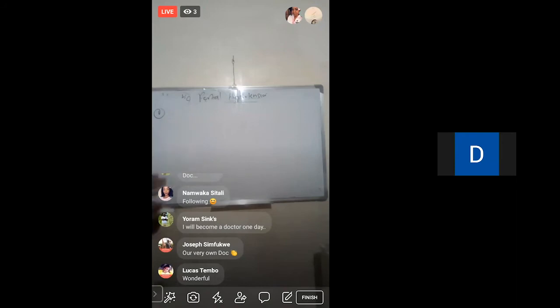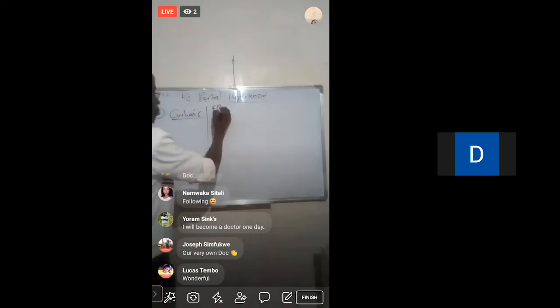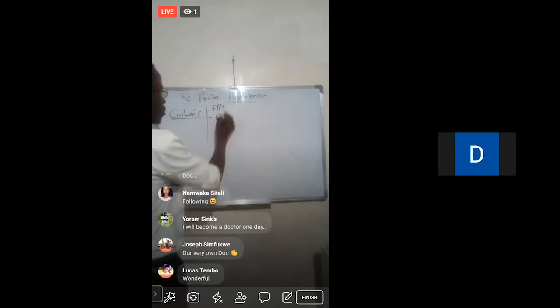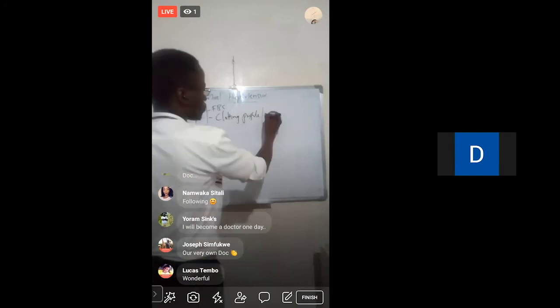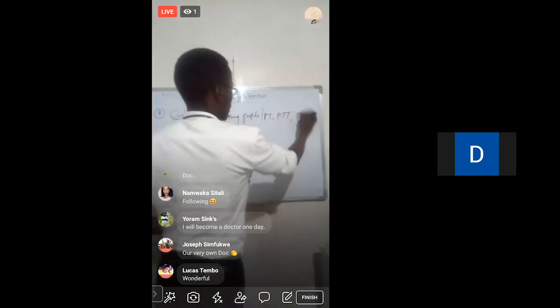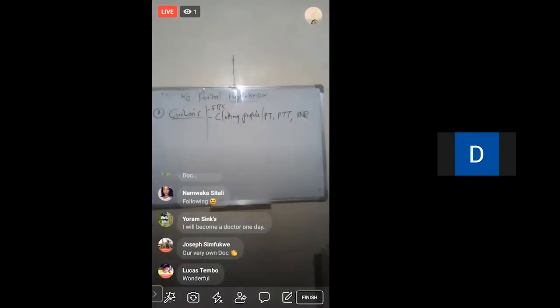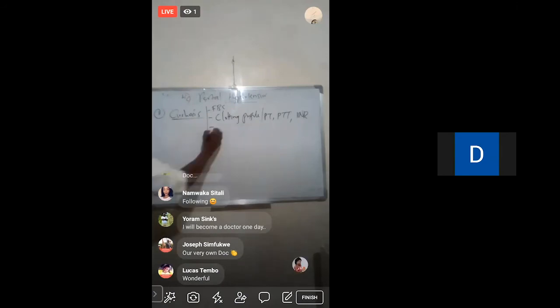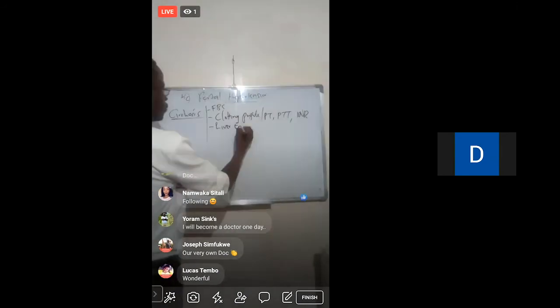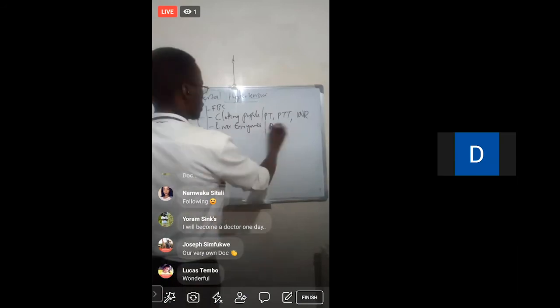For example, if we suspect that the cause is cirrhosis, then we can do a full blood count. We can also do a clotting profile. That is PT, PTT, as well as INR. That is prothrombin time, partial thromboplastin time, and international normalized ratio. Other things that we can also look at are the liver enzymes, usually AST and ALT.